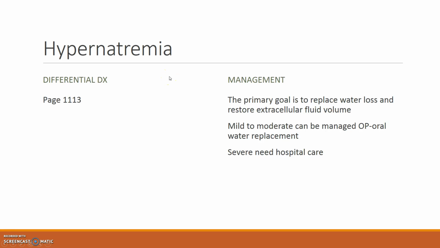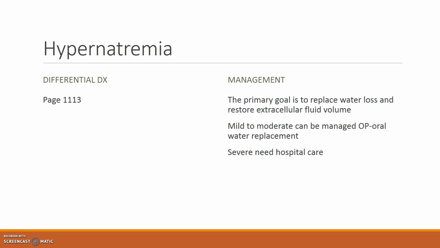Differential diagnoses on page 113 give us a clue to some of the causes of hypernatremia, and they're quite extensive. So the first three are water depletion with insufficient water intake, excessive sweating and increased sensible water loss, and then diarrheal conditions. So you can see that those are things that happen quite commonly.